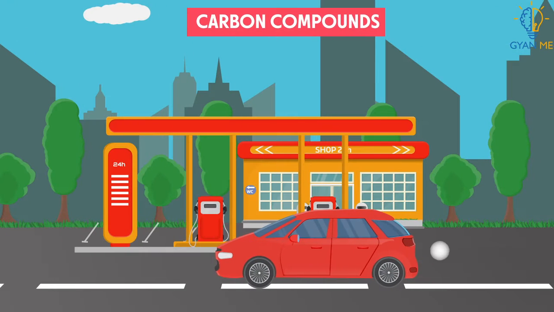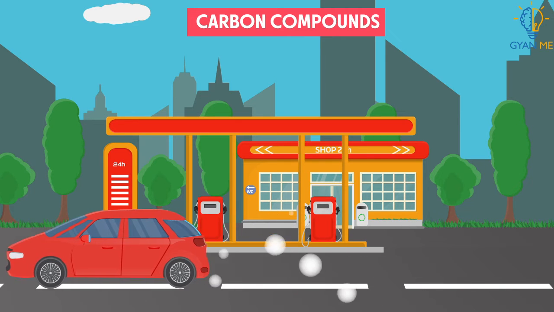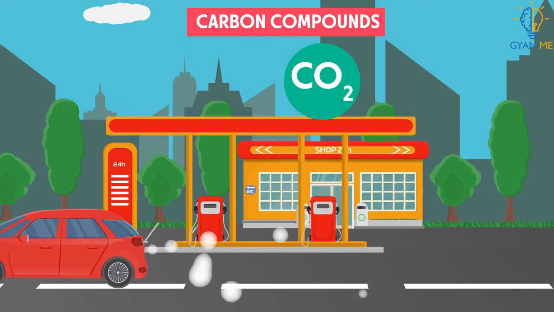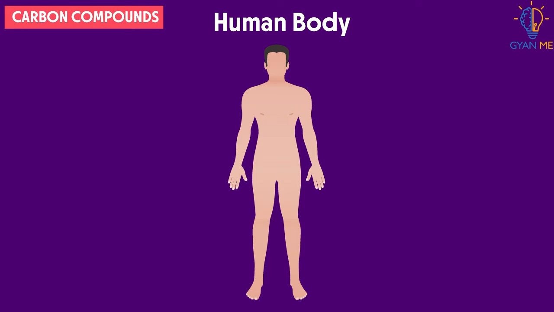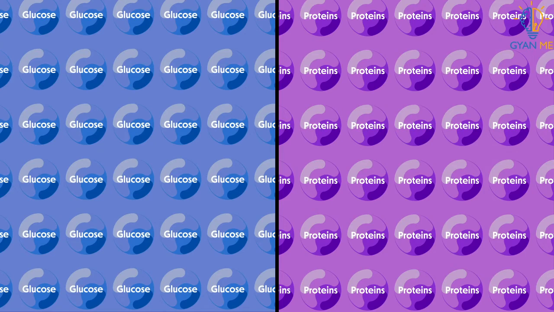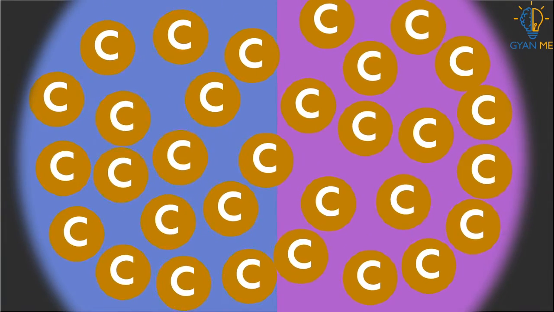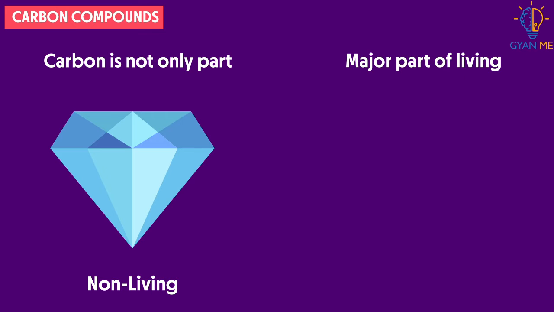When we drive any vehicle, the combustion of these hydrocarbons releases one more carbon containing compound, and which is it? Yes, CO2, that is carbon dioxide. Carbon is not only a part of non-living things, but also a part of living organisms. Our body is also made up of 18% of carbon. Various molecules like glucose, proteins, etc. in our body contain carbon. Isn't it amazing? Yes, it is. Carbon is not only a part of non-living, but also a major part of living.